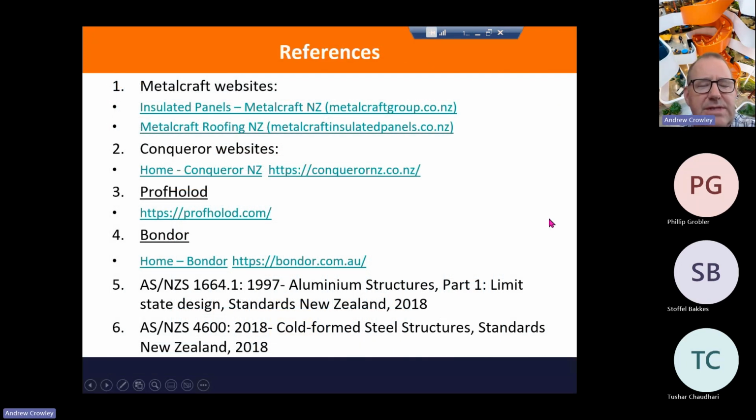For the references, again, look at the Metalcraft and Conqueror websites for some useful information. And the fixings are defined and calculated using NZS 1664 for aluminium and 4600 for cold formed steel.